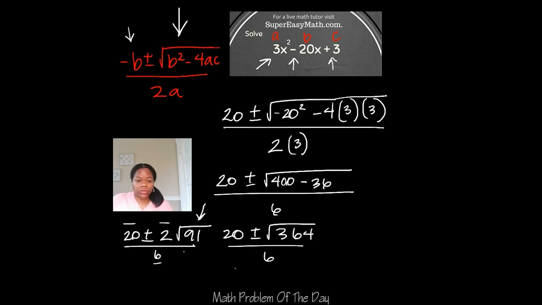So what can go into 2, into 20, and into 6? The answer would be 2. And when I divide all of those by 2, I end up with 10 plus or minus the square root of 91 over 3. And that's my final answer for today's math problem of the day.